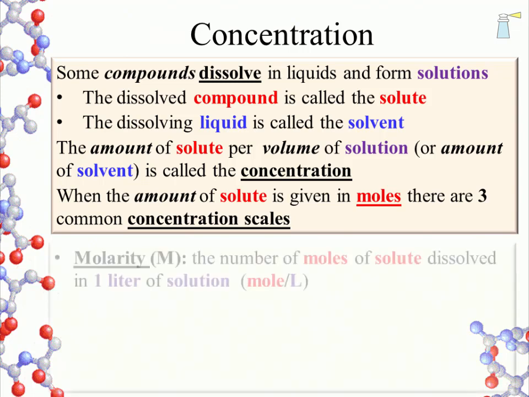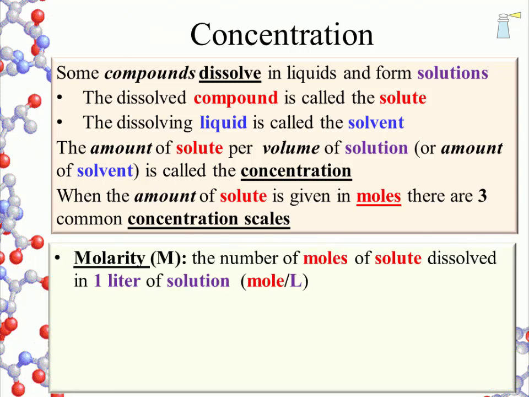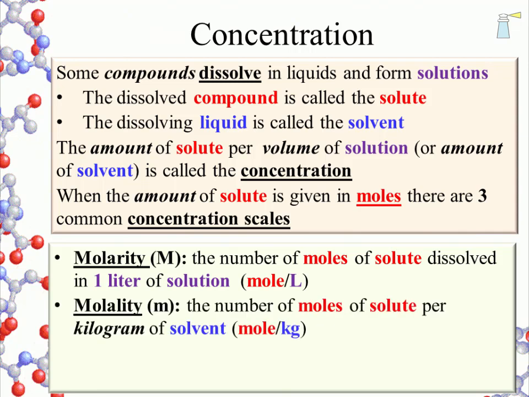The first is molarity. As a unit, it is capital M. Molarity is defined as the number of moles of solute dissolved in 1 liter of solution. Capital M, therefore, stands for moles per liter. A similar scale is molality. As a unit, it is lowercase m. Molality is defined as the number of moles of solute per kilogram of solvent. Lowercase m therefore stands for moles per kilogram.